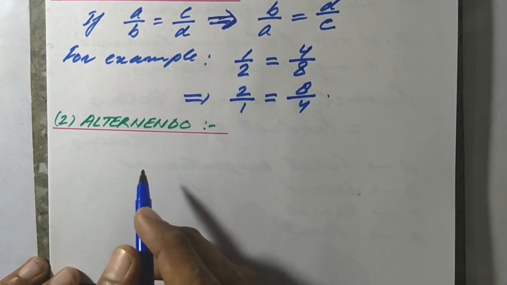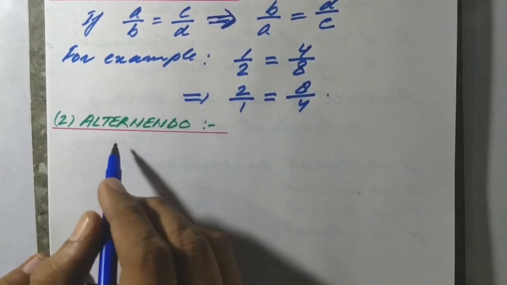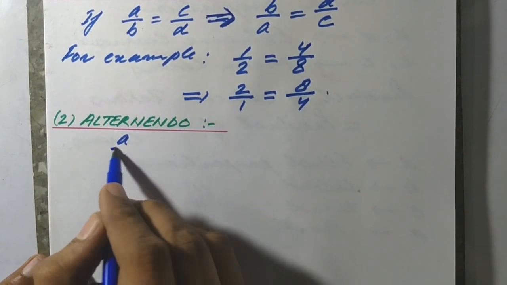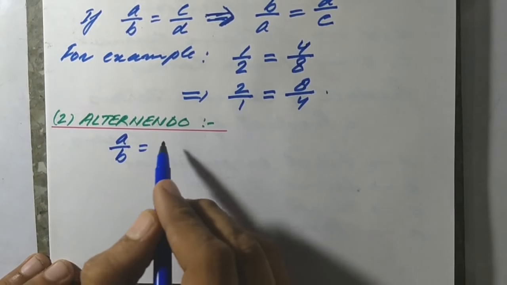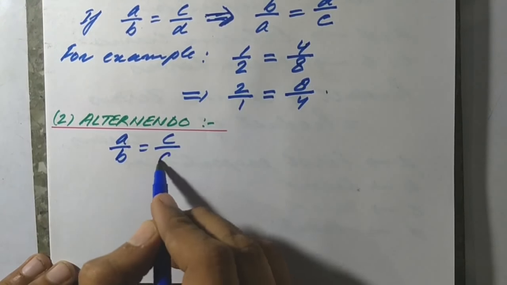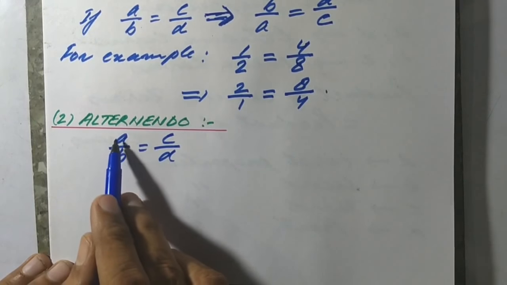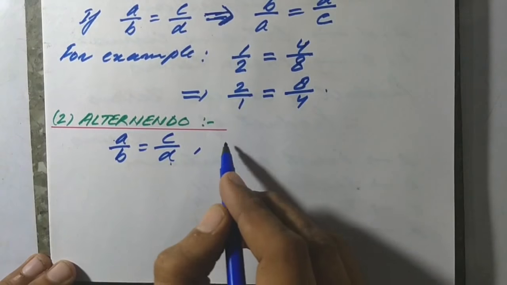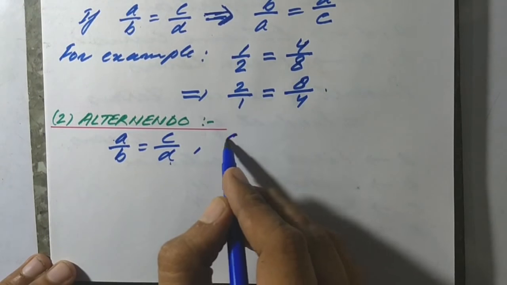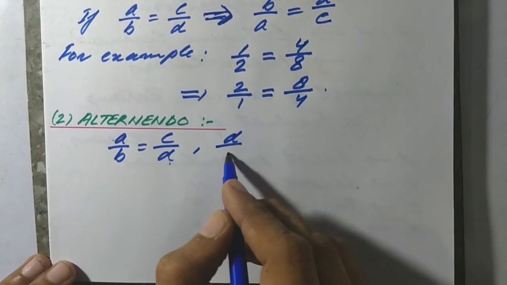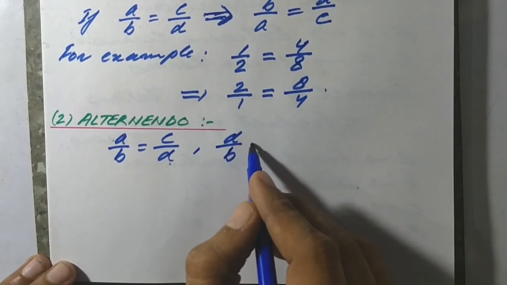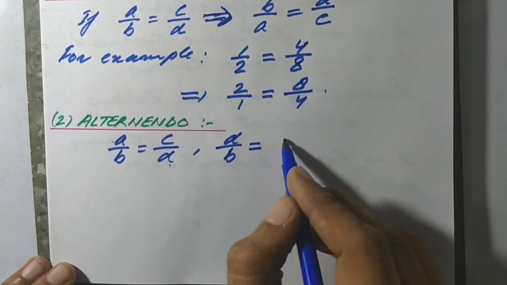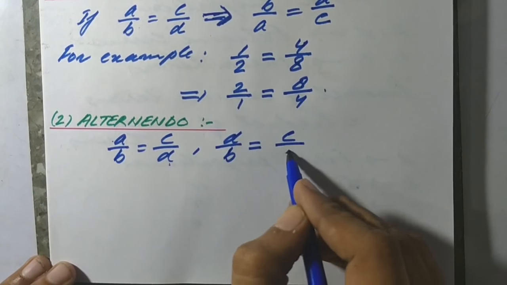Now the next law is alternando. So what is alternando? Let A upon B is equal to C upon D. Then we may interchange the numerator and denominators on opposite sides of equality, and thus we may write it as D upon B is equal to C upon A.